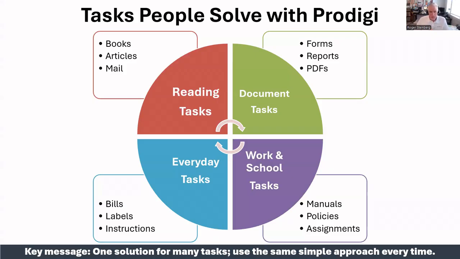And then, of course, in the everyday world, there are lots of things to be looking at: labels on boxes, reading instructions for how to cook something that's coming out of a can or a box, looking at bills, and of course, mail would flow across from reading tasks into everyday tasks as well, where again, I think prioritization becomes very important when we're looking at mail that might be incoming. But the key here is that Prodigy will support many different tasks and different types of information that users need to gain access to and understand.